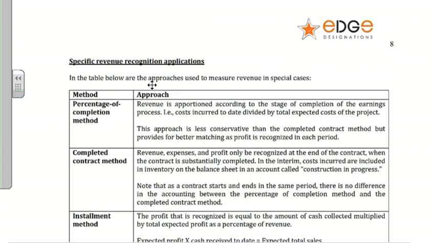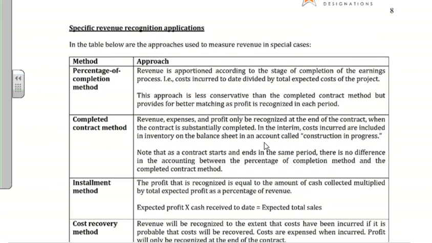Okay, and now we move down to page 8, specific revenue recognition applications. Let's have a look. Percentage of completion method, and you'll see this table. We've got lots of little examples for you as well. Okay, method number 1 is percentage of completion. In other words, how much of the process has been completed. That's the amount of revenue that is recognized.